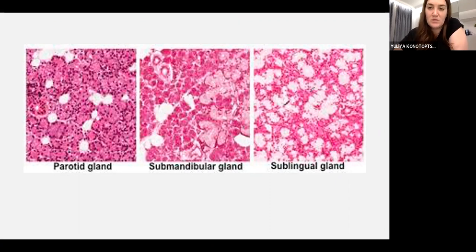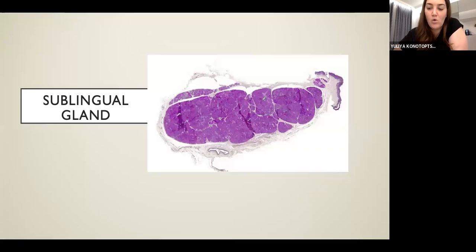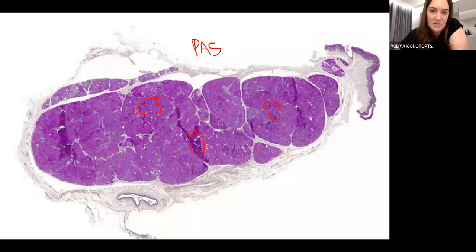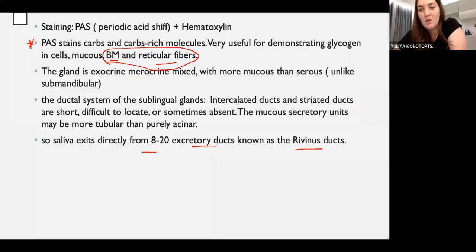Sublingual, this is not a good example. Take a look at ours. Almost no adipocytes are present, right? So the amount of adipocytes is very, very little compared to all the other ones.